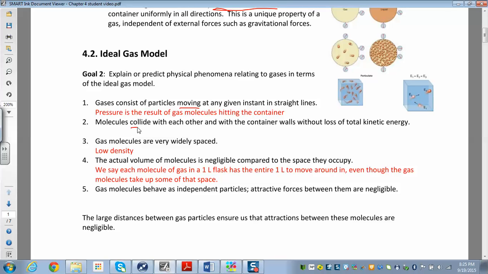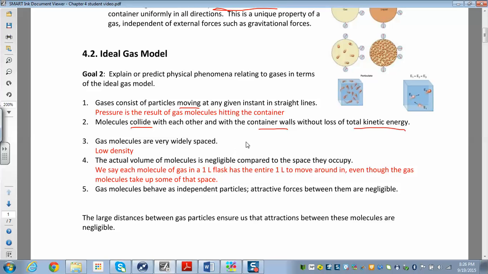But as long as you don't change the temperature, the average kinetic energy is going to stay the same. So they will collide and hit each other and hit the walls of the container without the loss of total kinetic energy. We'll talk more about kinetic energy later on in this chapter. Gas molecules are spread out. They're really widely spread, so they're really far from each other.